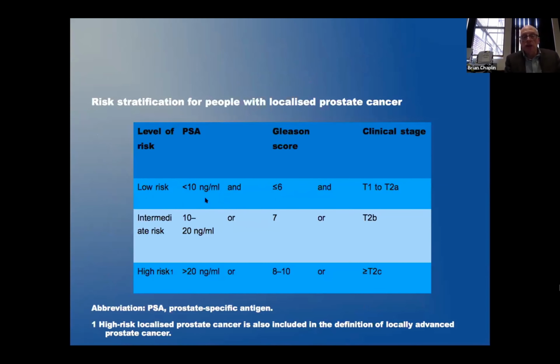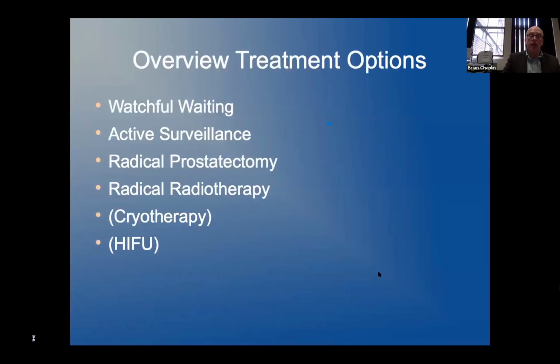Low risk is a PSA of less than 10, a Gleason score of 6, and either an impalpable tumor or a tumor that's limited to half of one lobe of the prostate gland. Intermediate risk is a PSA between 10 and 20, Gleason score 7, or tumor involving no more than half of one lobe. High risk tumors are PSA more than 20, Gleason 8, 9, or 10, or a tumor involving both lobes of the prostate or extending outside of the prostate.